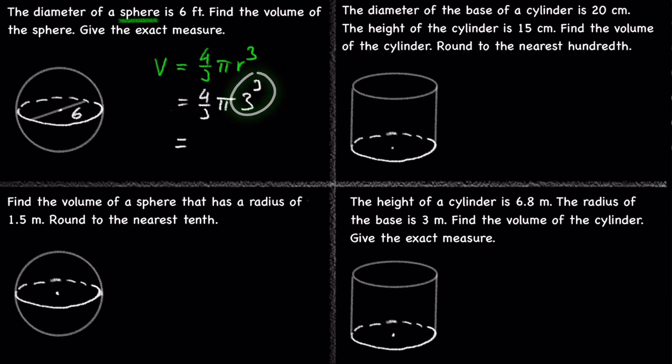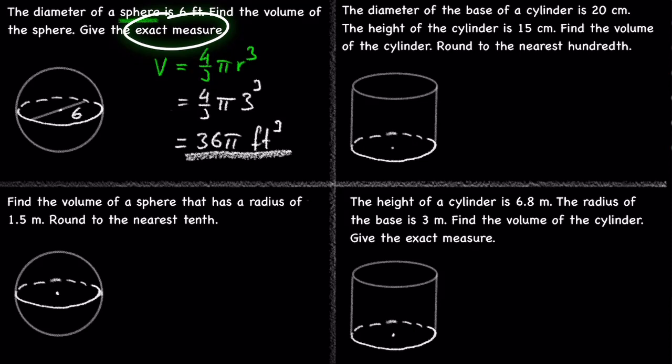3 times 3 is 9, times 3 is 27. Times 4 is 108, divided by 3 is 36. So we get 36 pi cubic feet. Recall when asked for the exact measure, we have to write the solution in terms of pi. So the volume of this sphere is 36 pi cubic feet.